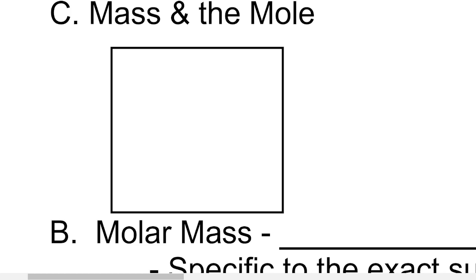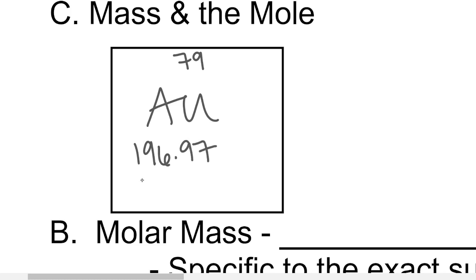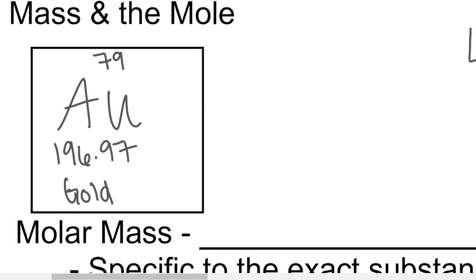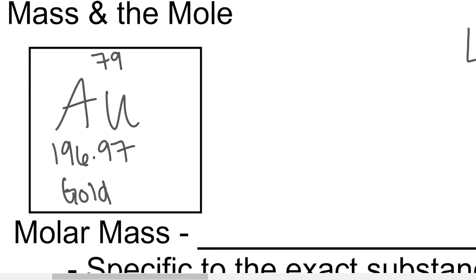Okay, so gold is element number 79, and it is Au, and I forgot what order. Okay, 196.97, and it says gold. I'll make the Au bigger. So each of our element squares are set up this way, but I wanted you to have this in your notes. This is your atomic number.